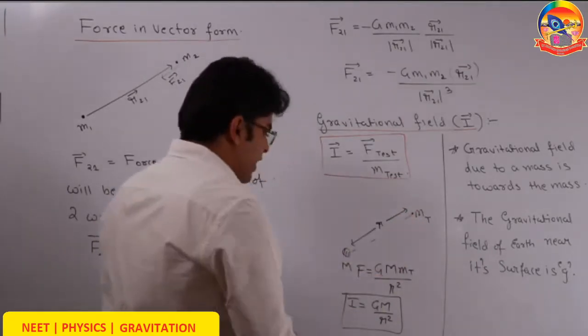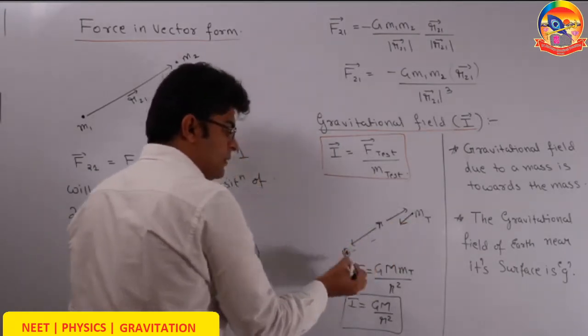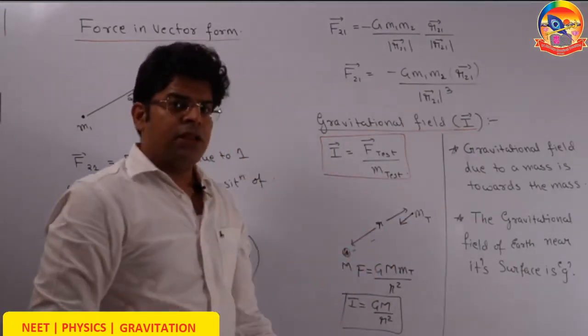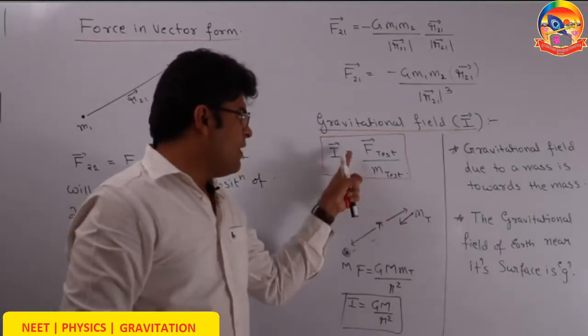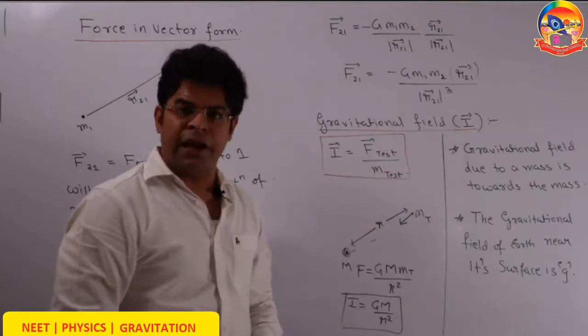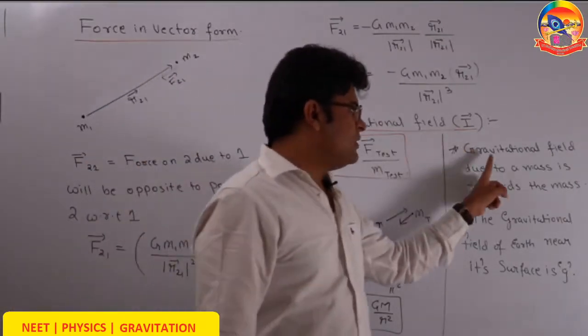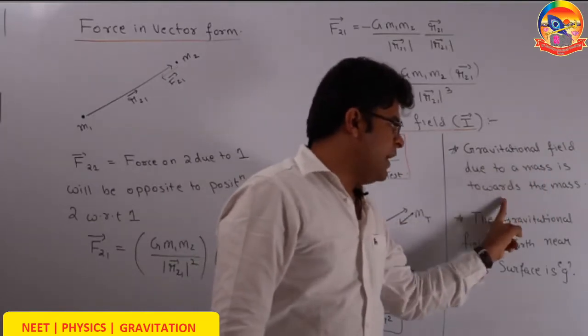Okay, that's why the force acting on this test mass will be towards this other mass, capital A. The gravitational force and gravitational field are always parallel vectors because mass can never be negative. So the first point we should know about gravitational field: the gravitational field due to a mass is towards the mass.